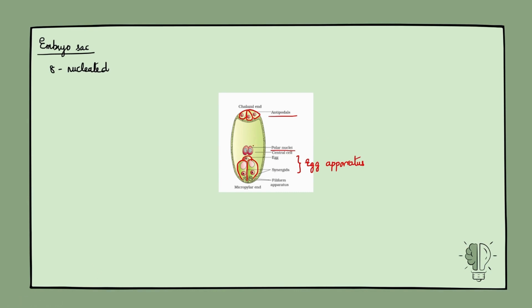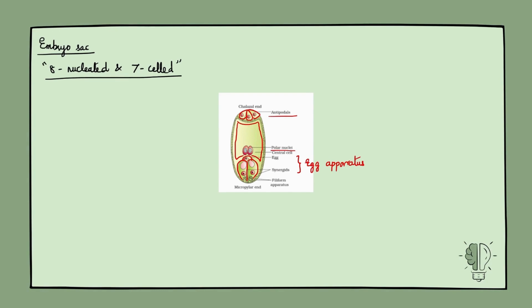All right. Now the polar nuclei are enclosed within the central cell, which makes it 7-celled. Therefore, we can say that the embryo sac is 8-nucleated and 7-celled. So a typical angiosperm embryo sac is 8-nucleated and 7-celled.